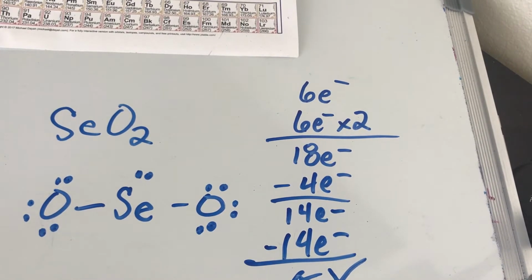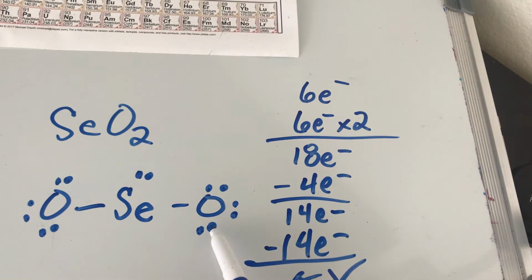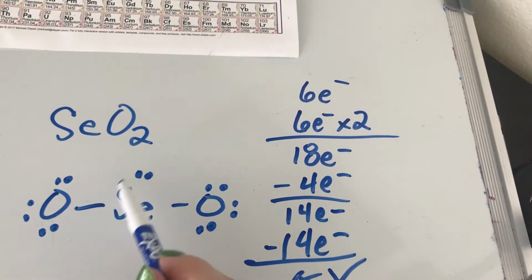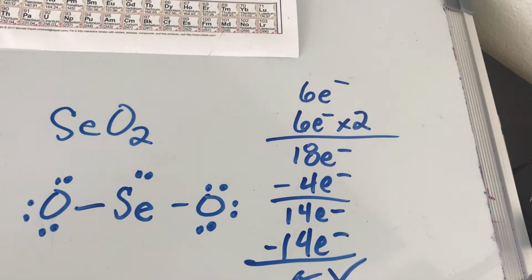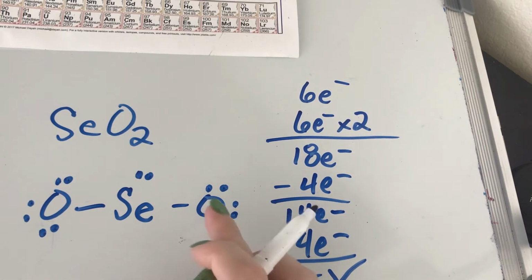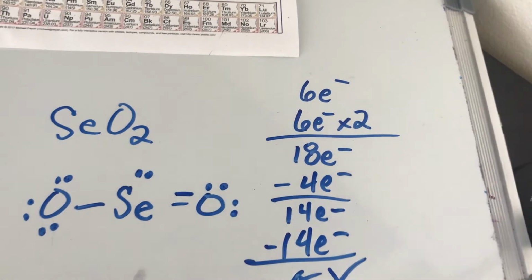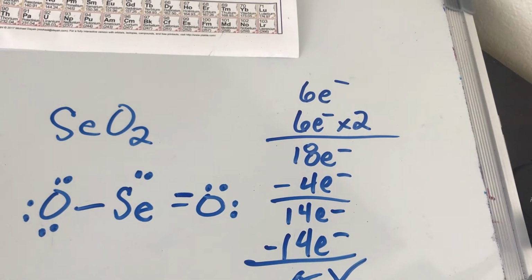Now I need to do the octet rule, right? Oxygen has 2, 4, 6, 8 electrons around it here. Same with the other oxygen. Selenium has 2, 4, 6 electrons here, so you have to move a pair from oxygen so that selenium has an octet. That makes sense.